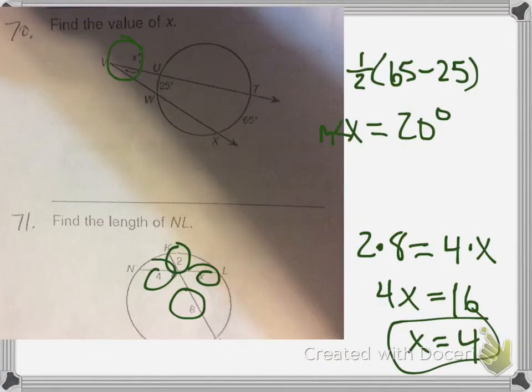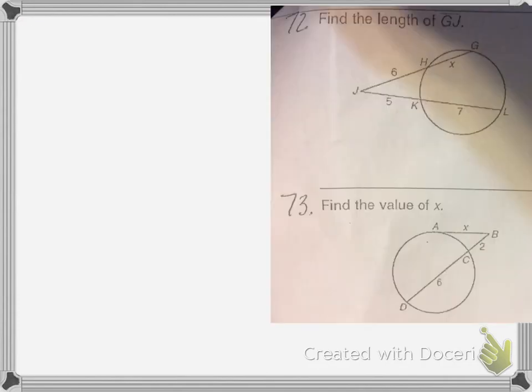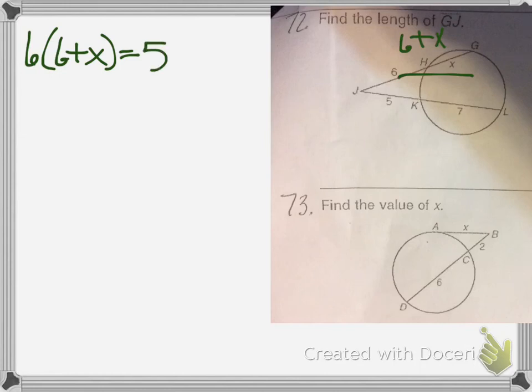Okay, so we're getting close to the finishing line here. And now let's go to number 72 and 73. Okay, so 72, I'm just going to make sure you see that. This is the one where we had to add these two together and say 6 plus x. So it was the outside times the sum equals the outside times the sum. So in this case, that would have been 5 plus 7, because 5 plus 7 is 12.